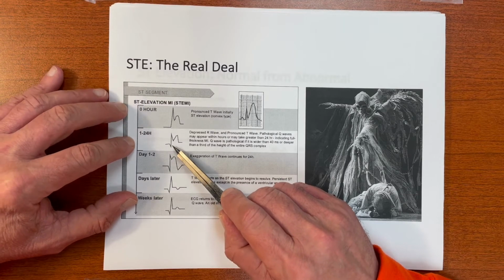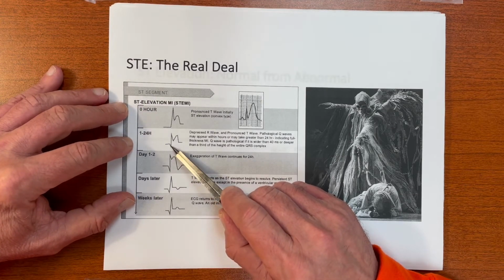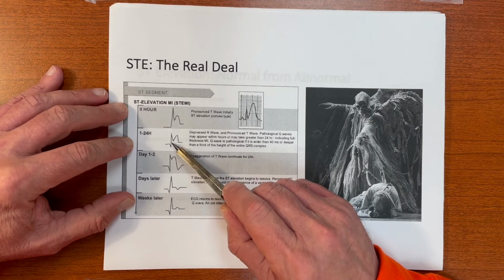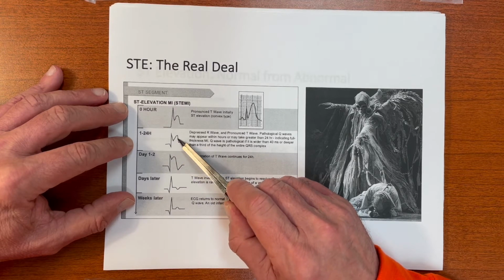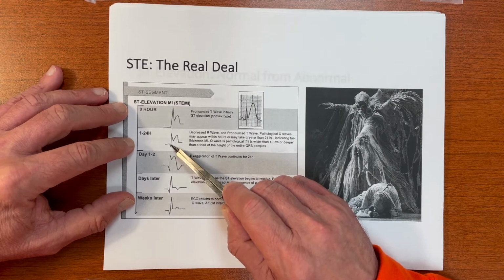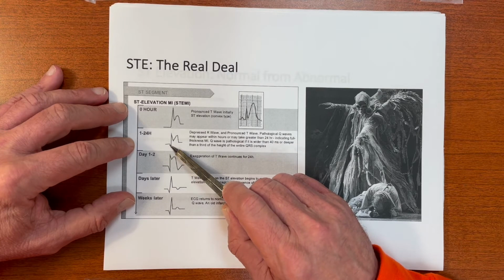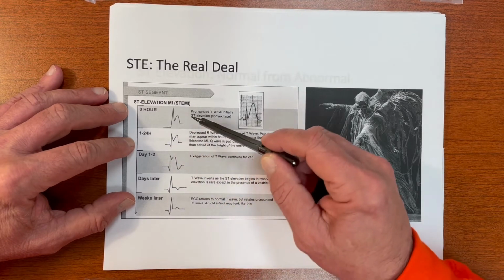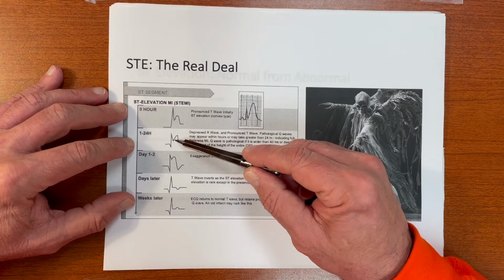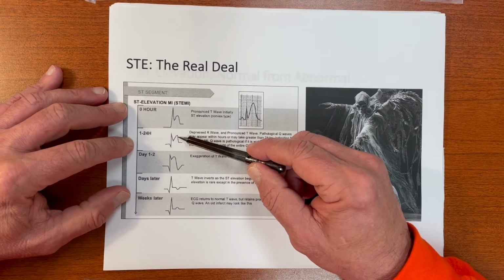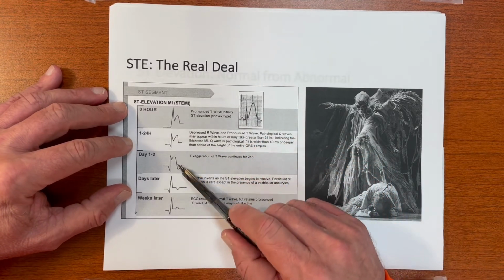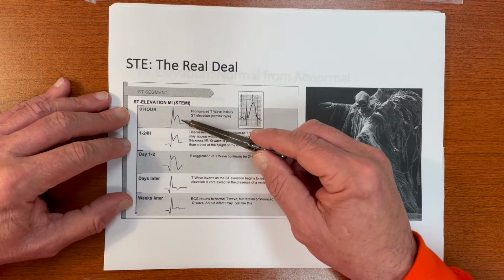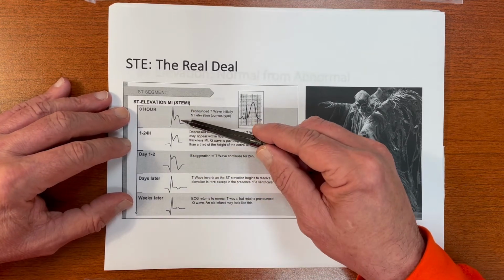The important point here is that those Q waves, in the presence of ongoing chest pain and ST segment elevation, do not imply completed infarction. So you still want to reperfuse the patient in this time frame as long as the ST segments are up. Okay. After several days, what happens? Now this infarction. This is an untreated infarction.